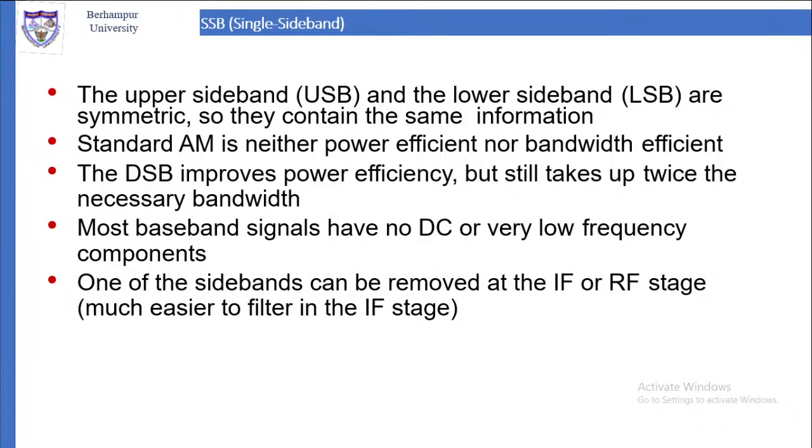Similarly, for minus f0, on its left side and on its right side, there are two spectrums. Now, since they are symmetric, they contain the same information, which means we can do away with one of the sidebands. There are two sidebands on the left side and right side. We can filter out either the left side or the right side.